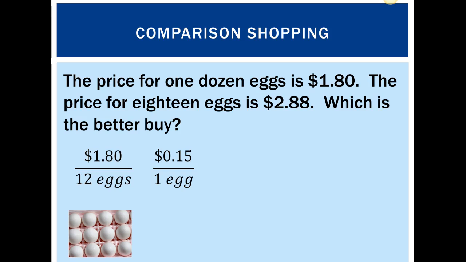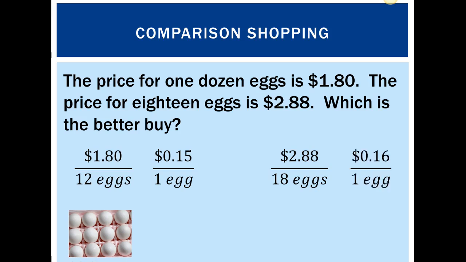Next, we find the unit price for the package of 18 eggs for $2.88. We start with the original ratio, the price over the number of eggs, and then we will divide by 18. After you divide $2.88 by 18, you find that each egg costs 16 cents.